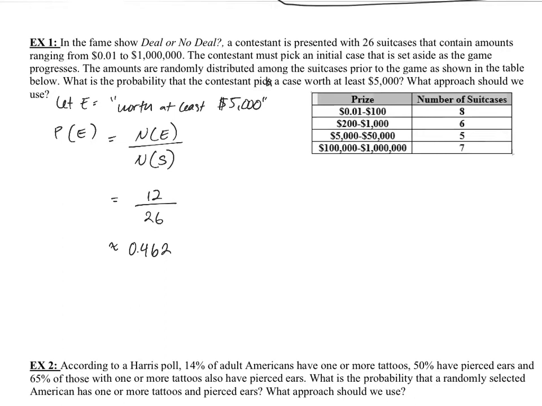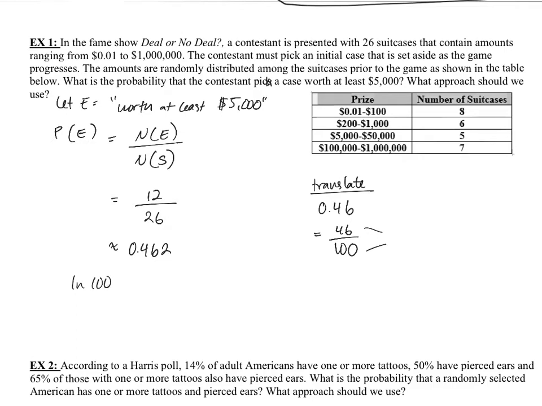Okay, so what does this mean? Well, if I was to translate this, always make sure if you ever do any work on the side, unless it's labeled scratch work, indicate what you're doing. So that's about 0.46, which is equal to 46 over 100. So what would this be saying? Well, in about 100 different games, we would expect about 46 games to result in a contestant choosing a suitcase worth at least $5,000. So let's write that down.